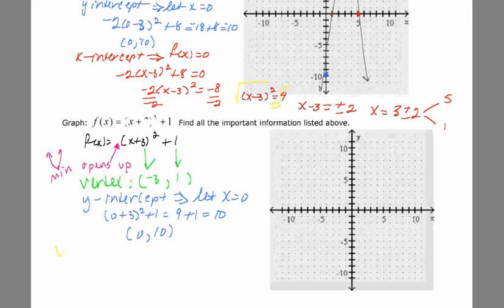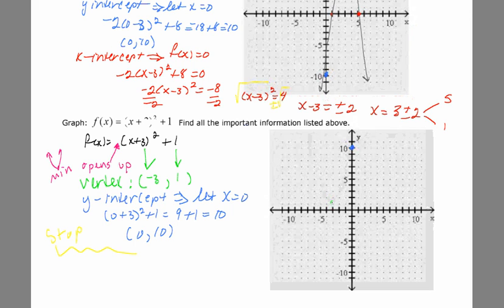Now here's what I was talking about. We're going to stop right here and assess the situation before we go any further, because I don't want to find x-intercepts for a problem if the x-intercepts don't exist. So let's plot our information. Our vertex is negative 3, 1, right there. Our y-intercept is up here at 10. And we know that this parabola is opening upward. Will it cross the x-axis?